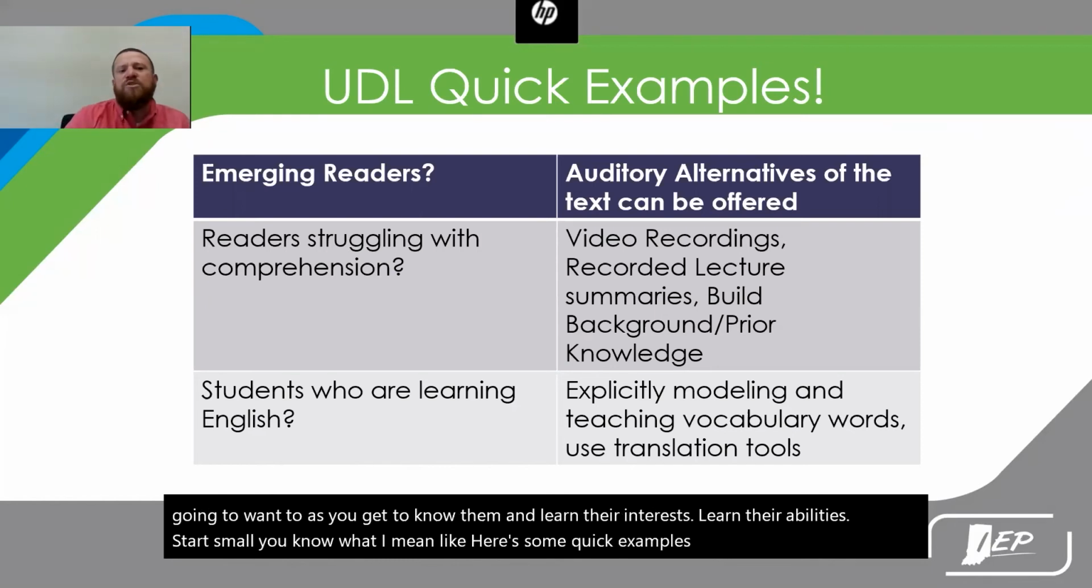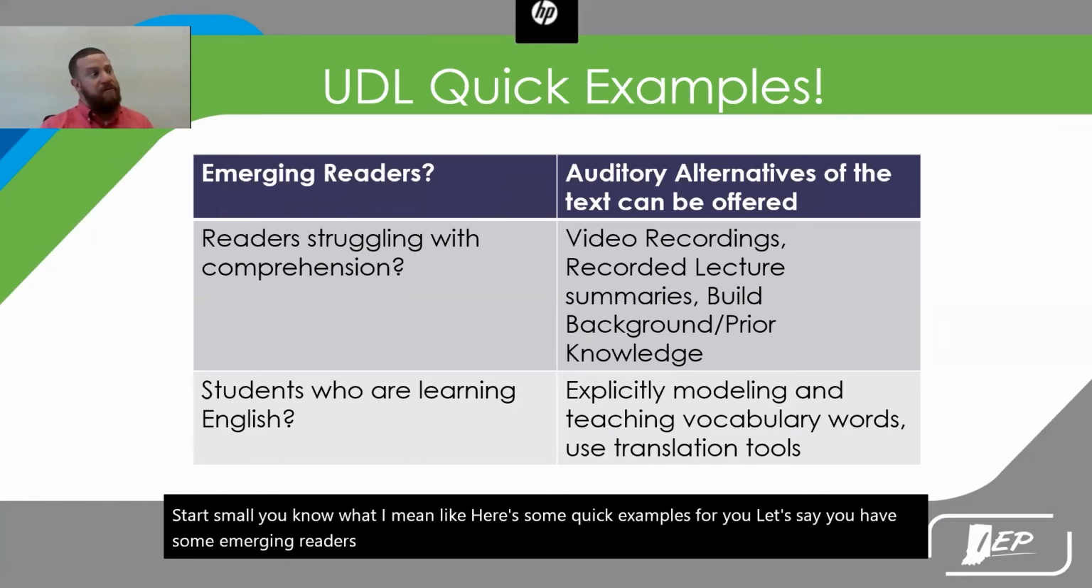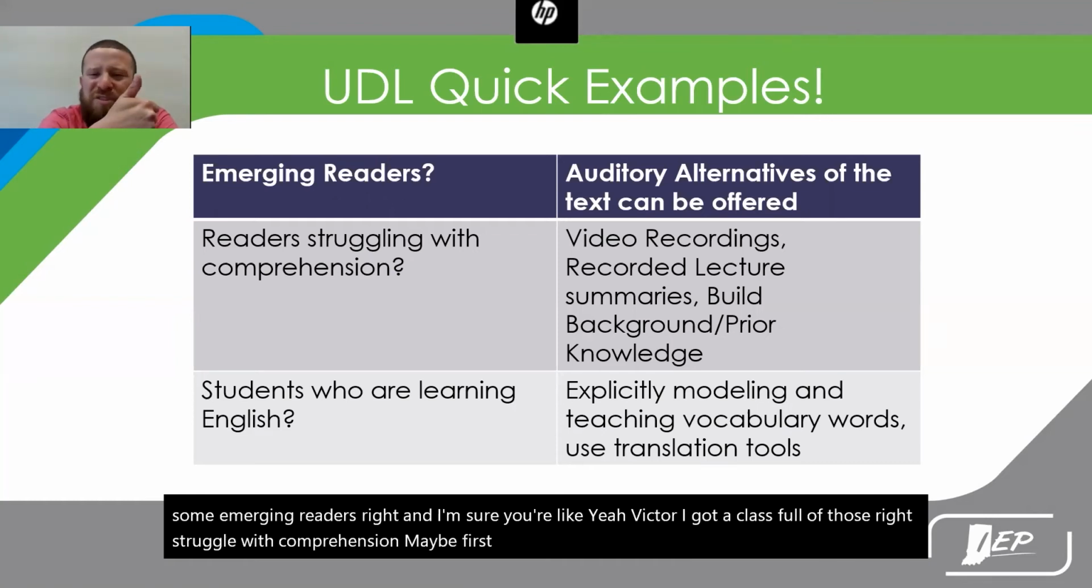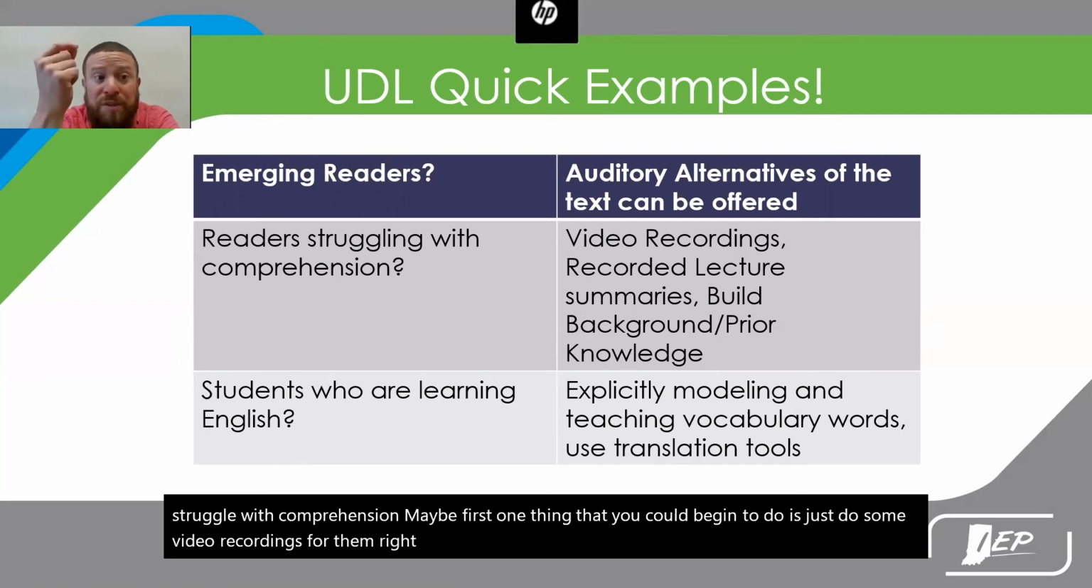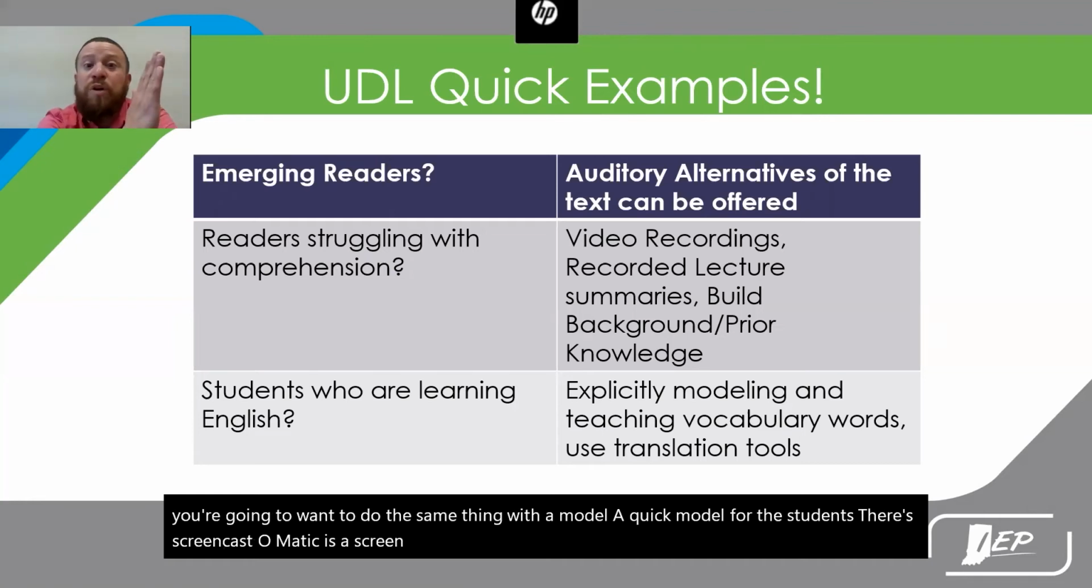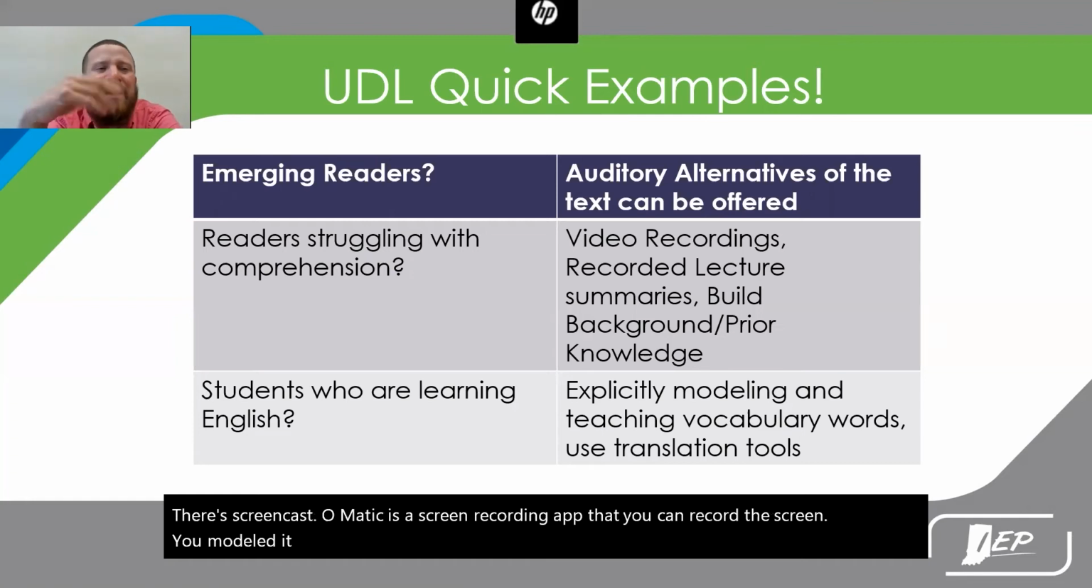Let's say you have some emerging readers, right? And I'm sure you're like, yeah, Victor, I've got a class full of those, right? They struggle with comprehension. Maybe first, one thing that you could begin to do is just do some video recordings for them, right? Just the way I'm recording this in Zoom right now, maybe you're going to want to do the same thing with a quick model for the students. There's Screencast-O-Matic, a screen recording app where you can record the screen, model the task for them, and then upload it into your learning management system.